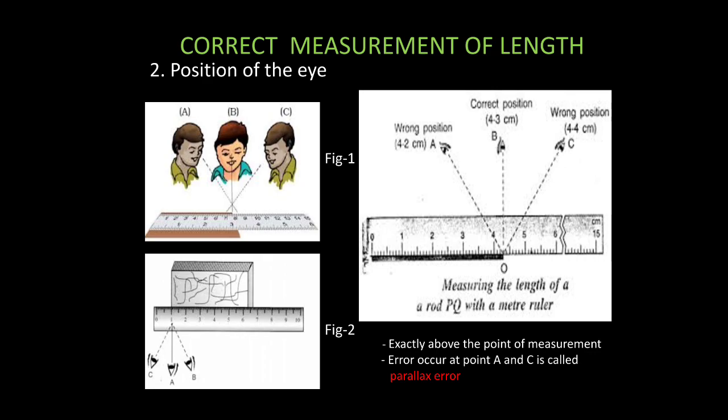And the second one, the measurement which has been taken by the boys A and C is known as parallax error, because that's an error, because the position of the eye is slanting in both the cases. So that kind of error is known as parallax error.